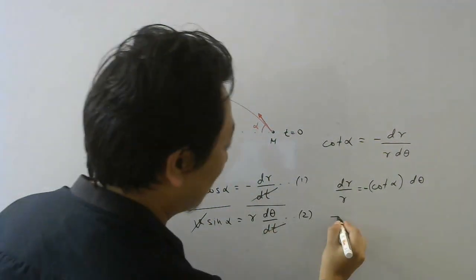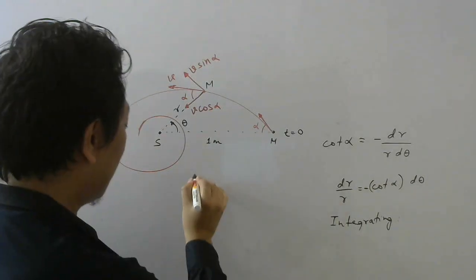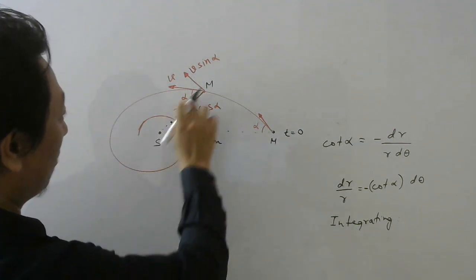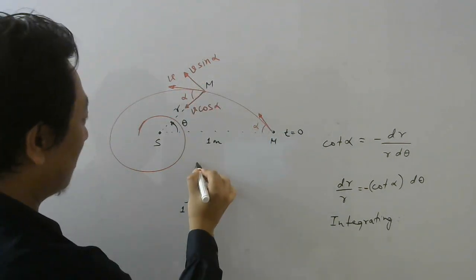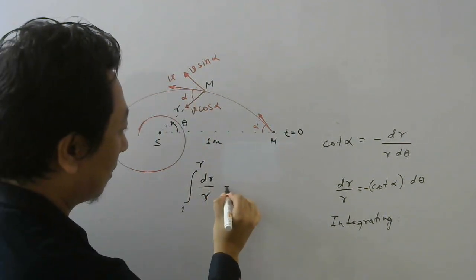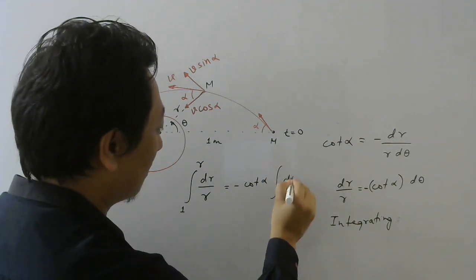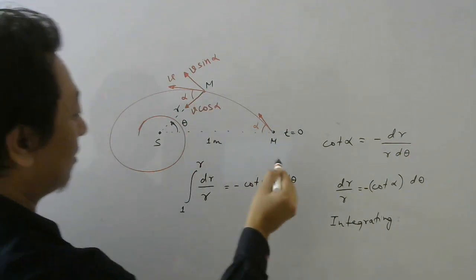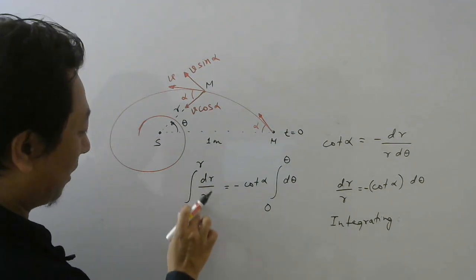So now what we do is we just integrate. So when you integrate here dr by r, the limits will be the initial value of r, where r is the separation between the source and the moth, was 1 meter, and after some time it is r, right? After it reaches here, the distance is r. And minus cot alpha is constant, you can take it out, integral of d theta. And when it was here, theta was 0, right? And when it reached here, theta is theta itself. So if you integrate this, you will get integral of 1 by x dx is log x.